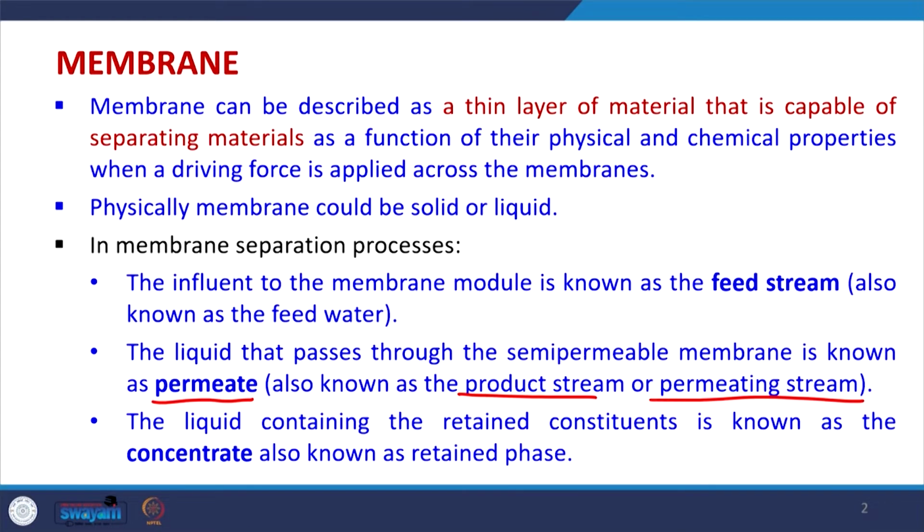So, we have a feed stream, we have a permeate. In addition, the liquid containing the retained constituents, in which all the material that had to be separated will be present, is called concentrate or sometimes reject. It can be called concentrate, reject, or retained phase. So, we have 3 streams: one is called feed stream, another is called permeate, another is called concentrate or reject. These are the common names for the different streams in the membrane separation process.